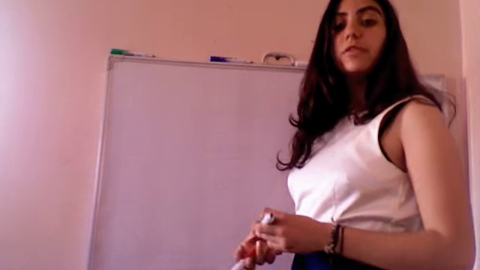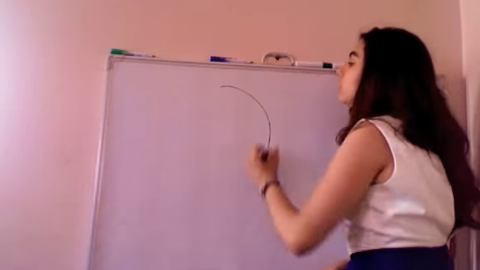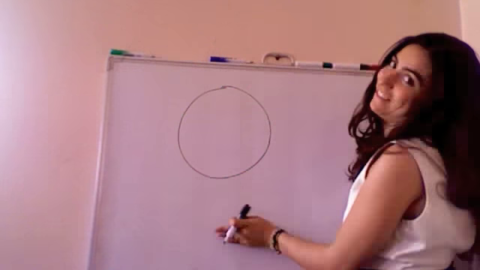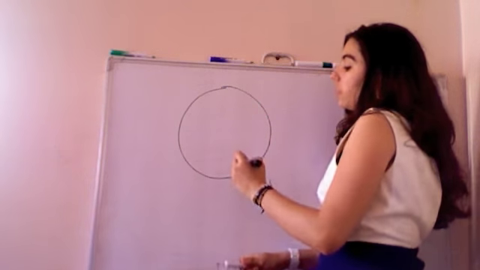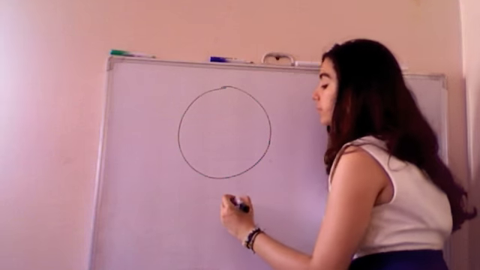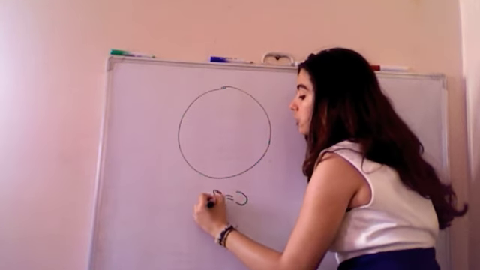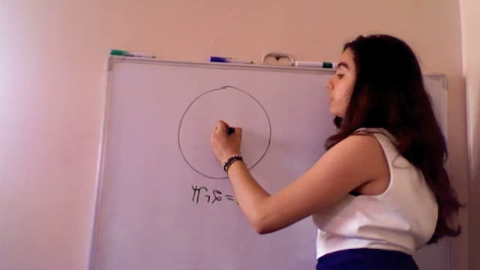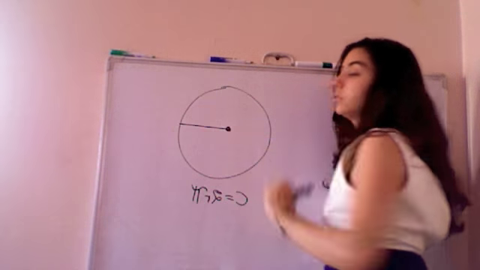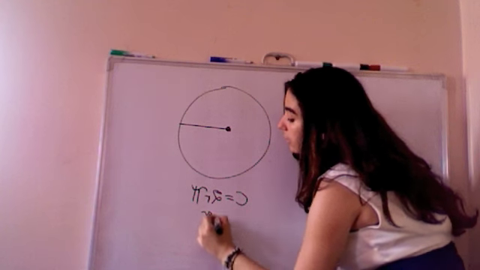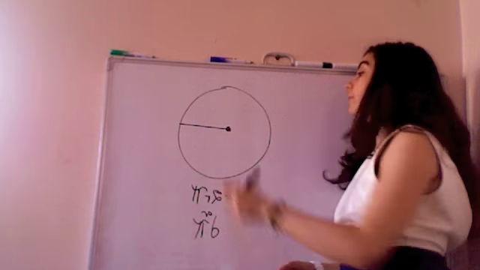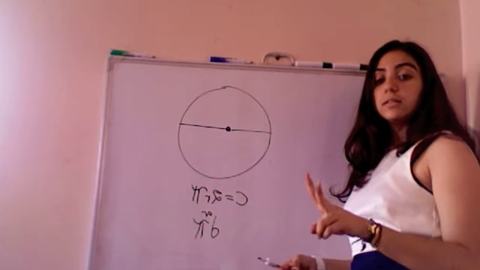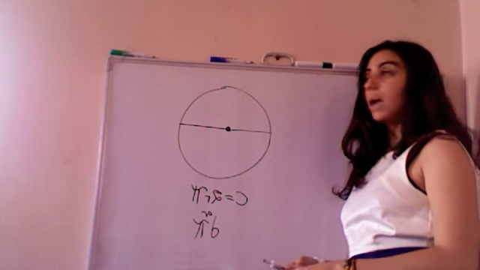So now we're going to talk about the circumference of a circle. The circumference is the perimeter of a circle. As you can see, a perfect circle. So the equation for the circumference is 2 pi r, where r represents the radius of a circle. Another equation would be pi d, where d represents the diameter. 2r and d are the same thing because two radii together equal the diameter.